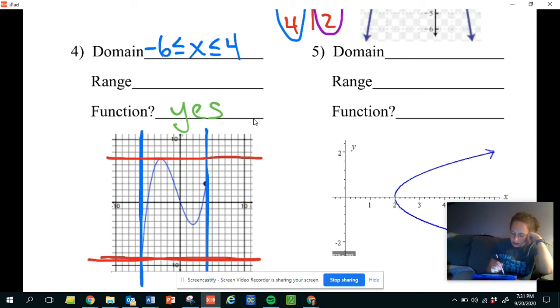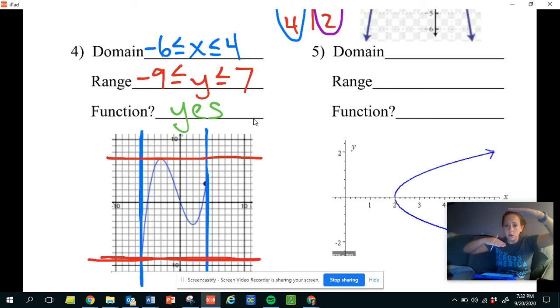Because now I can see the lowest, nothing goes below -9. Put y in the middle. And the highest it goes is 7, with less than or equal to on either side. Okay, so remember, if there's no arrows anywhere and it just goes from here to here, compound inequality.